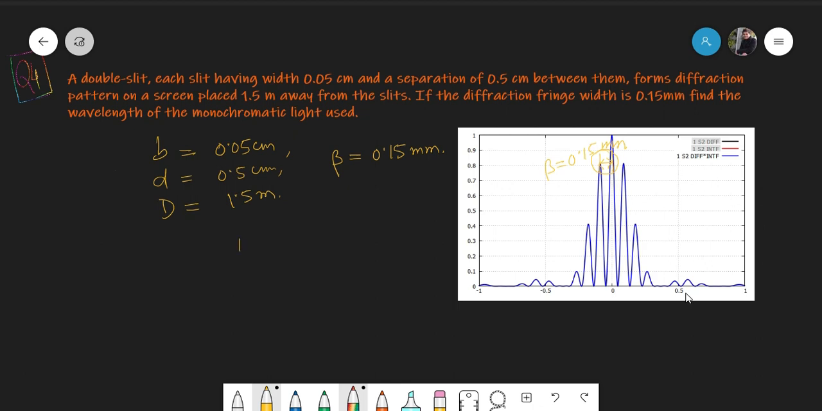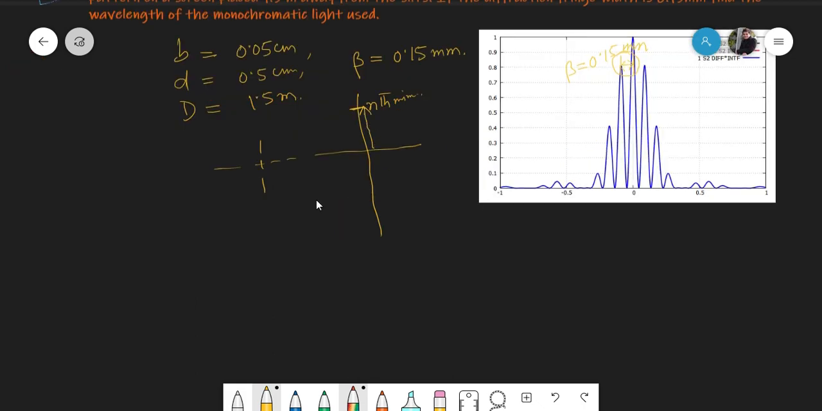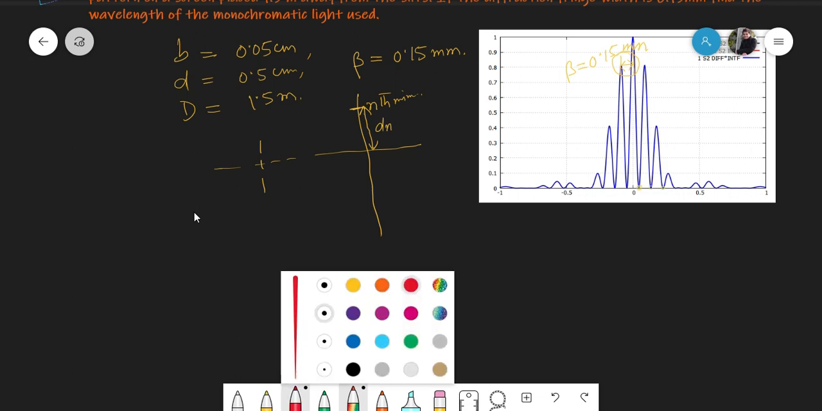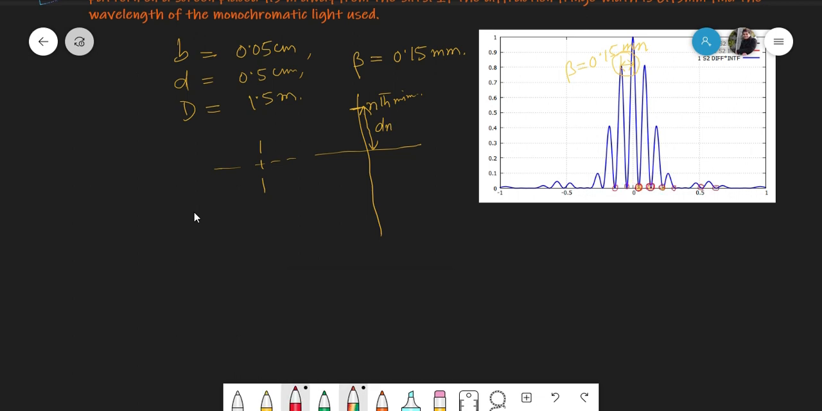So again, here is our double slit, here is the screen. Let's say at some point here, there is this nth minima, and the distance between this and the center is dn. So these are the interference minima, and maxima are these. So the condition for those maxima is d sine theta is equal to n lambda. From here we get sine theta is equal to n lambda by d.